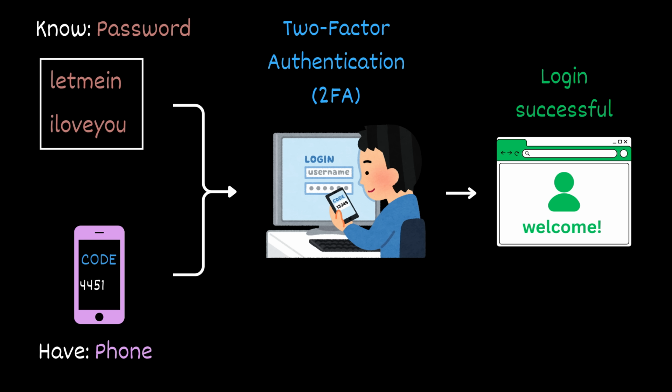This code is usually a 6-digit number that changes every 30 seconds. It's generated by an app like Google Authenticator or sent via SMS or email. Even if someone steals your password, the first factor, they still can't get in without the second factor, the 6-digit code generated by your Authenticator app. And without that code, they're locked out. It is simple and effective. But as Kim is about to show us, even two-factor authentication isn't bulletproof.